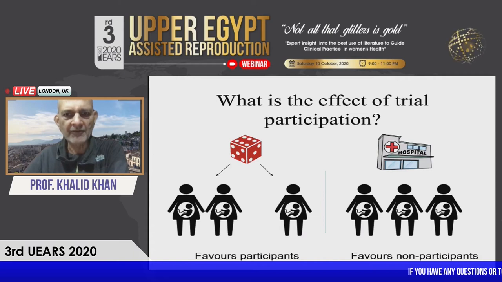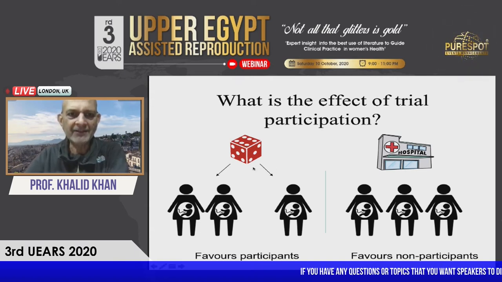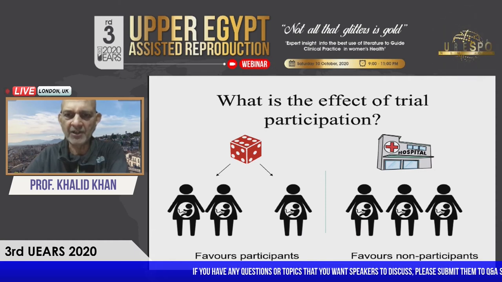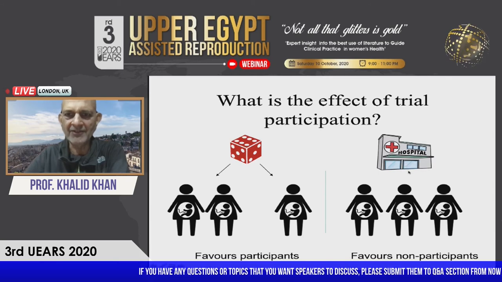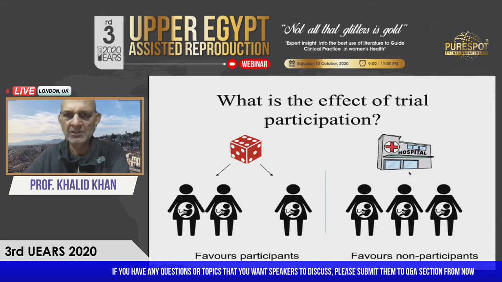So if you imagine two organizations, in one, there are people being actively encouraged to take part in research. And in another, they are being given the treatment preferred by practitioners, not necessarily being invited to take part in research. What will be the difference in effect?